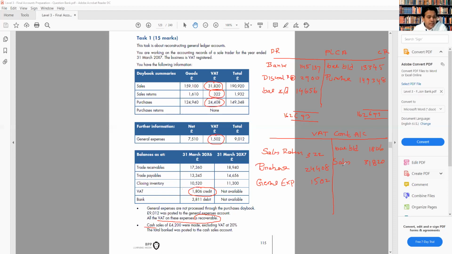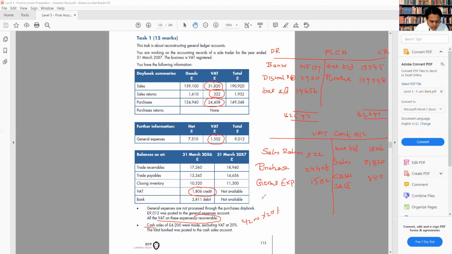And it doesn't matter if it is a cash sale or credit sale, we have to pay the VAT anyway. So is it cash sale? Cash sale and 20% of VAT. So 20% of 4,200. So 4,200 times 20%, and that is 840. Very good, yes, sir. So 840.